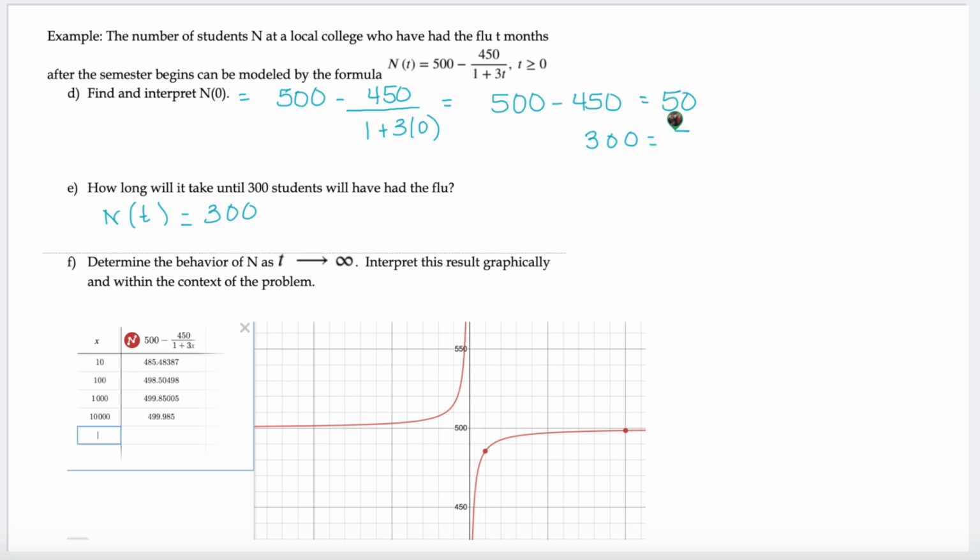So 300 is equal to 500 minus 450 over 1 plus 3t. Subtracting 500 from both sides, we'll have negative 200 is equal to negative 450 over 1 plus 3t. We will need to multiply both sides by 1 plus 3t so that we can eliminate the denominator on the right-hand side.